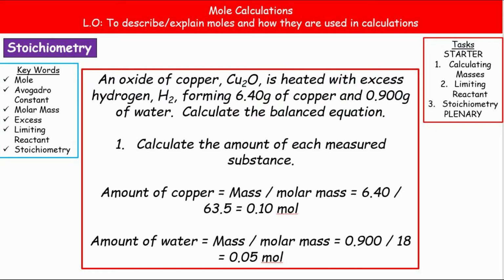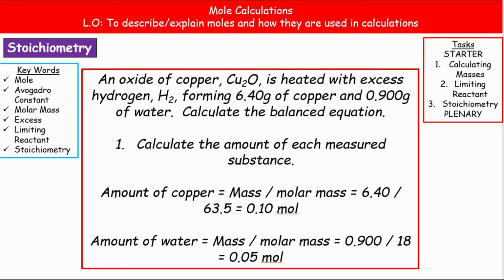Here's an example of the kind of question we could see. An oxide of copper, Cu2O, is heated with excess hydrogen, H2, forming 6.40 grams of copper and 0.900 grams of water. Calculate the balanced equation. So what we're going to do here is use a calculation to work out the balanced equation, rather than doing it the way we've done previously.